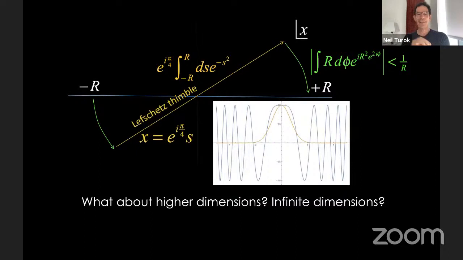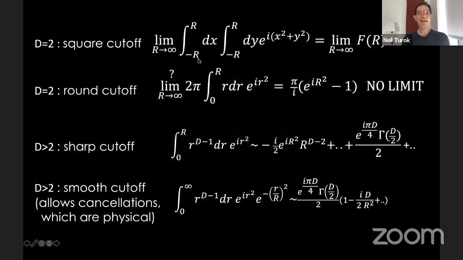Now, most of us, I suggest you pose this question to your students. Can I do the same for a two-dimensional integral? Now, the naive way to do it is to write it as a product of two one-dimensional integrals, and that's in fact using a square cutoff in the space of x and y, and then you'll just get the square of the previous answer. But why use a square cutoff?